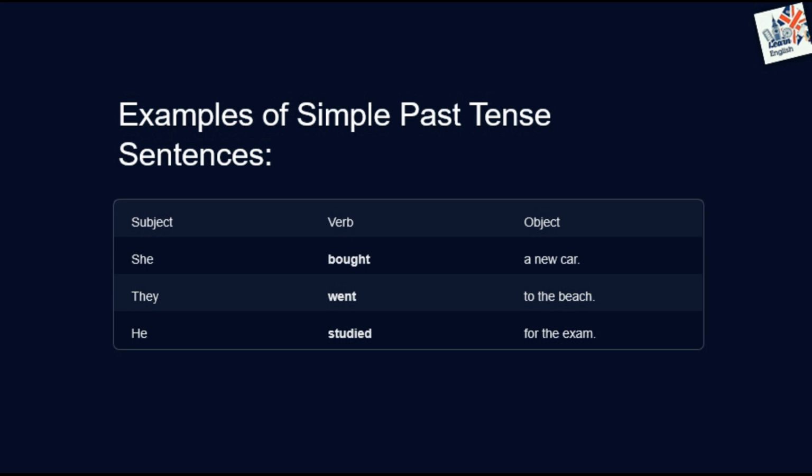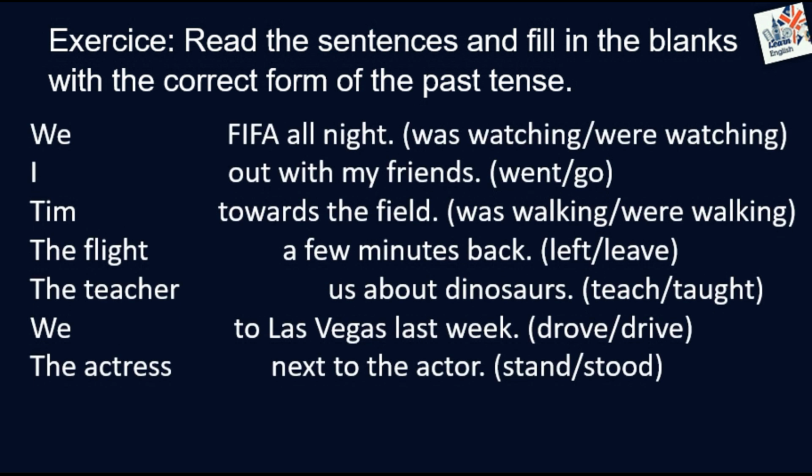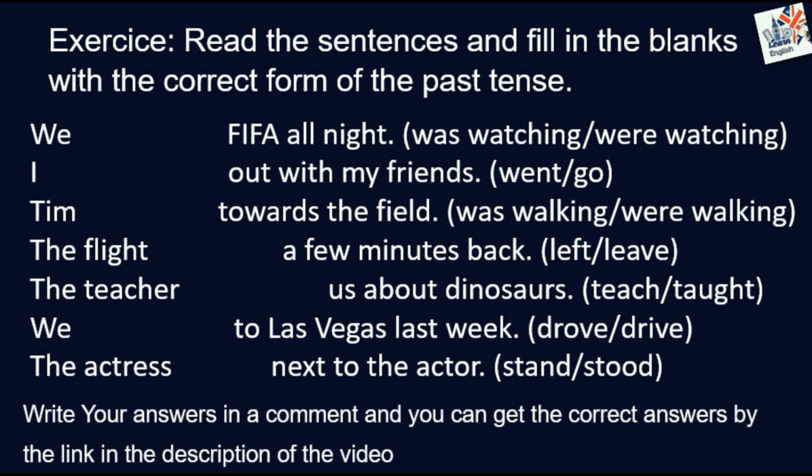Exercise: read the sentences and fill in the blanks with the correct form of the past tense. Was watching / were watching. Went / go. Was walking / were walking. Left / leave. Teach / taught. Drove / drive. Stand / stood. Write your answers in a comment and you can get the correct answers by the link in the description of the video.